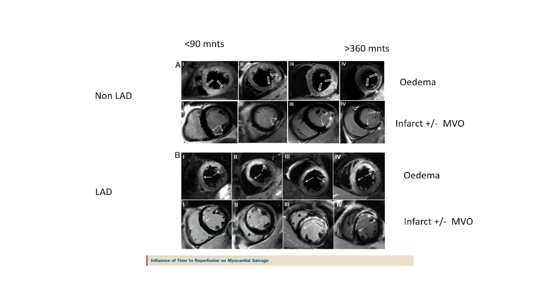And interestingly, if you can open the occlusion before 90 minutes, there is edematous myocardium and there is infarct. So you can subtract the infarct from the edematous myocardium, and you can identify the salvageable myocardium if it opens in less than 90 minutes. But if it is more than 360 minutes, the edematous myocardium and infarct are almost the same. So virtually there is no salvageable myocardium, both in LAD and non-LAD territory.